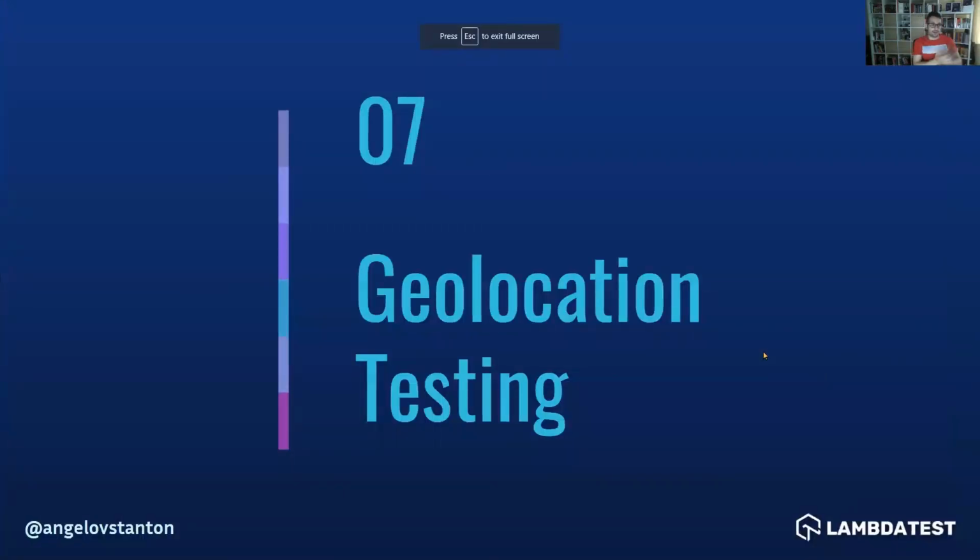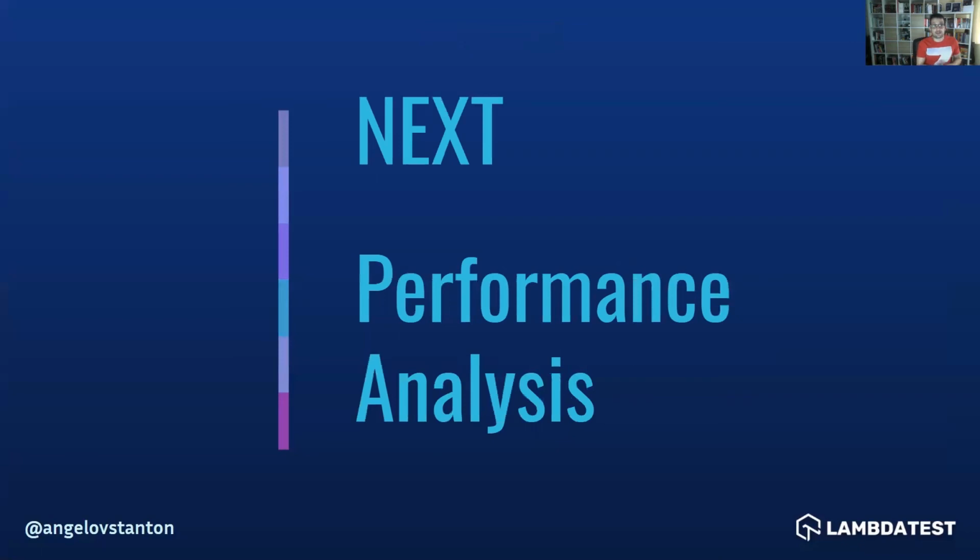So we discussed this really exciting feature about geolocation testing. The next time we will talk about performance analysis, how we can use the power of different metrics that LambdaTest can generate for you using Google Lighthouse, and also how we can modify the speed of the network in combination with this geolocation to check the speed of your websites. It will be really exciting.